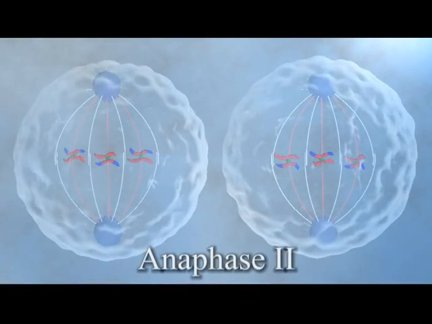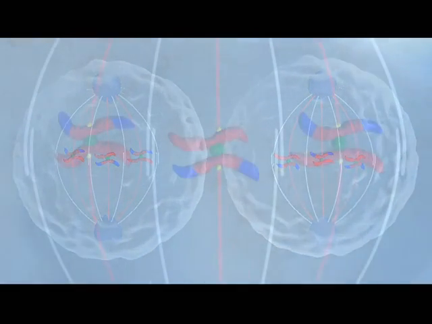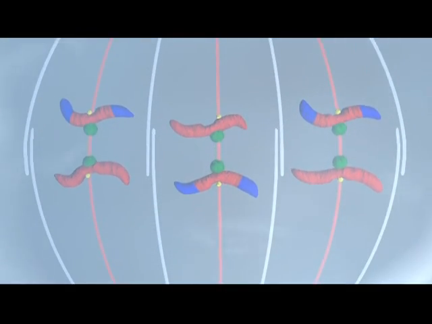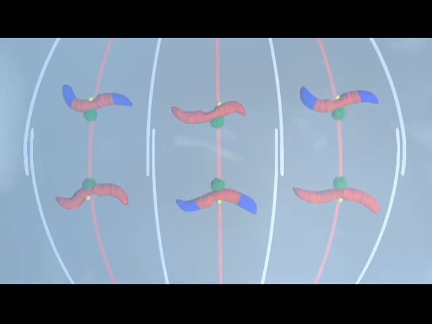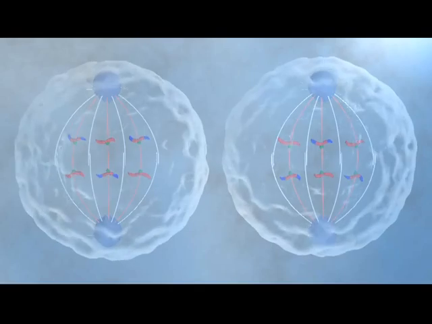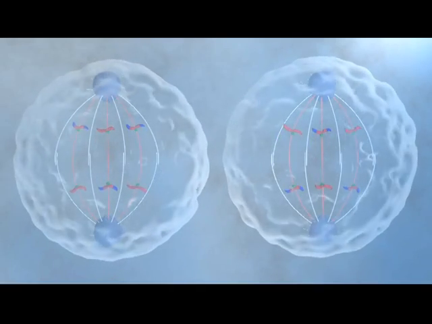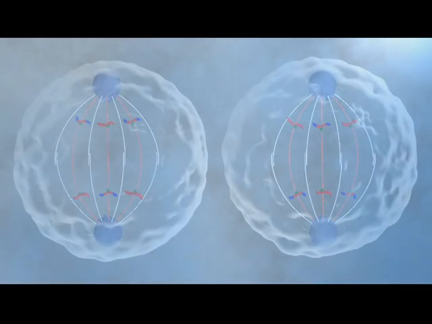As anaphase 2 begins, the centromere that holds each of the sister chromatids together splits in 2, and the 2 sister chromatids separate into 2 individual chromosomes. Each of these new chromosomes works its way down its respective kinetochore microtubule to the pole of the spindle closest to it.